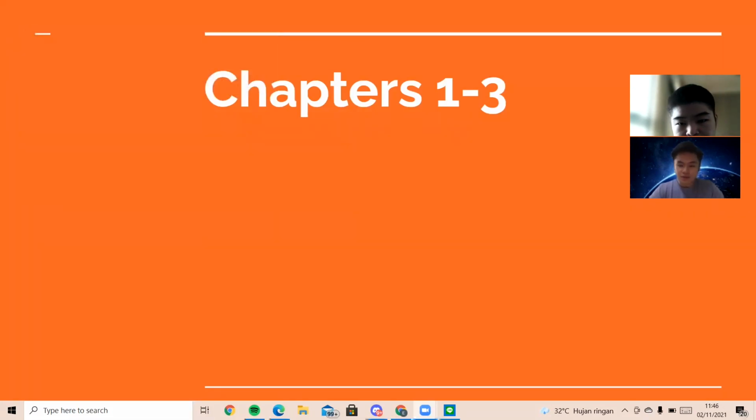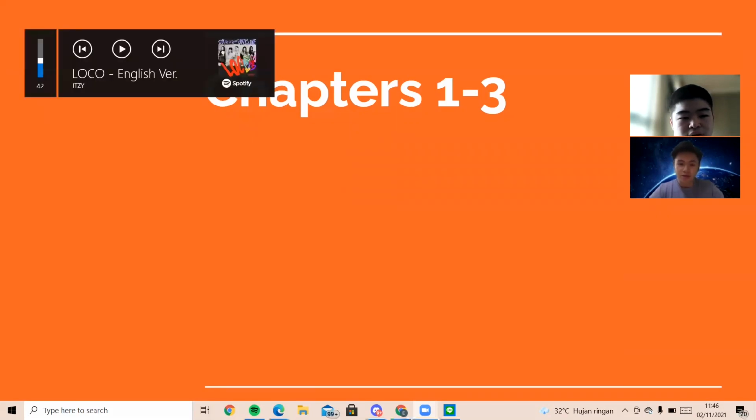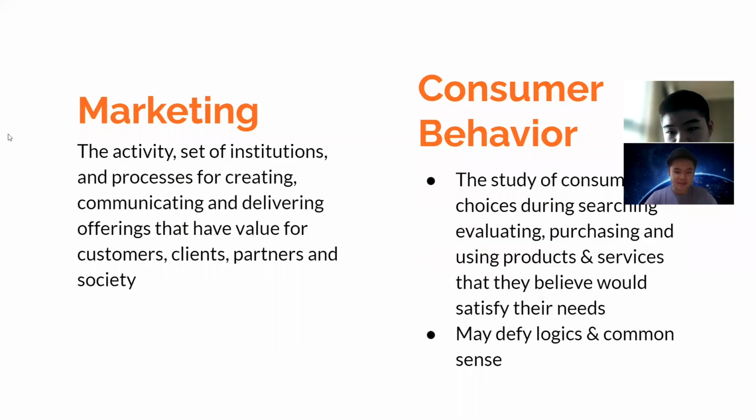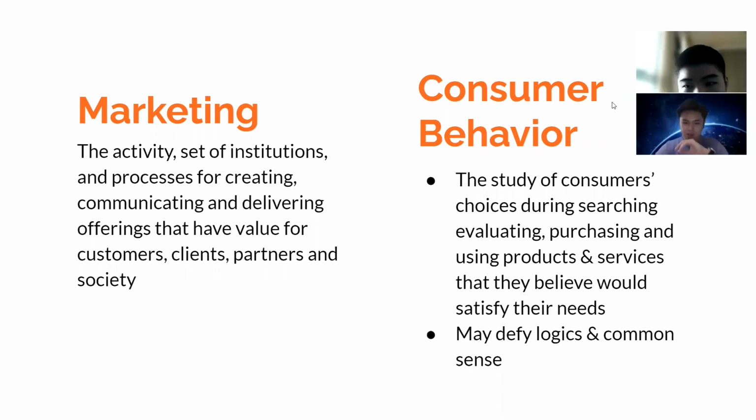So the first three chapters I'm going to talk about and explain. So the first two basic concepts of consumer behavior are marketing and what is consumer behavior. Marketing is the activity, set of institutions, and processes for creating, communicating, and delivering offerings that have value for customers, clients, partners, and society. And consumer behavior is as stated.